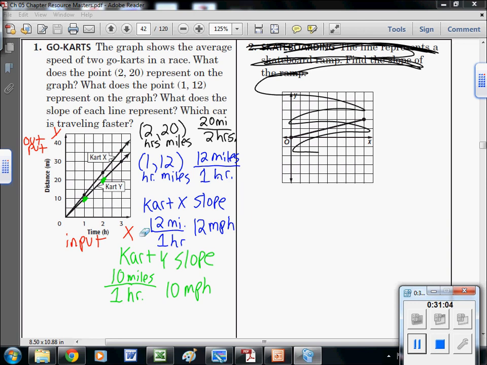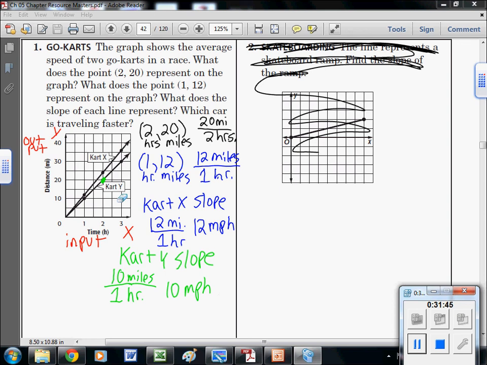So now the slope of each line represents the speed of the go-kart, if you didn't realize that already. 12 miles per hour was the slope, because we interpreted the slope: it was 12 miles on top, 1 hour on bottom. So like we talked about with constant rates of change, 12 miles per hour. Then it says which cart is traveling faster. At this point, you can clearly tell cart X's speed is higher. If you also look at what cart X accomplishes in 3 hours, cart X goes further. He goes about 36 miles, where cart Y only goes about 30 miles. So cart X must have been going faster, because in the same amount of time, he went further.